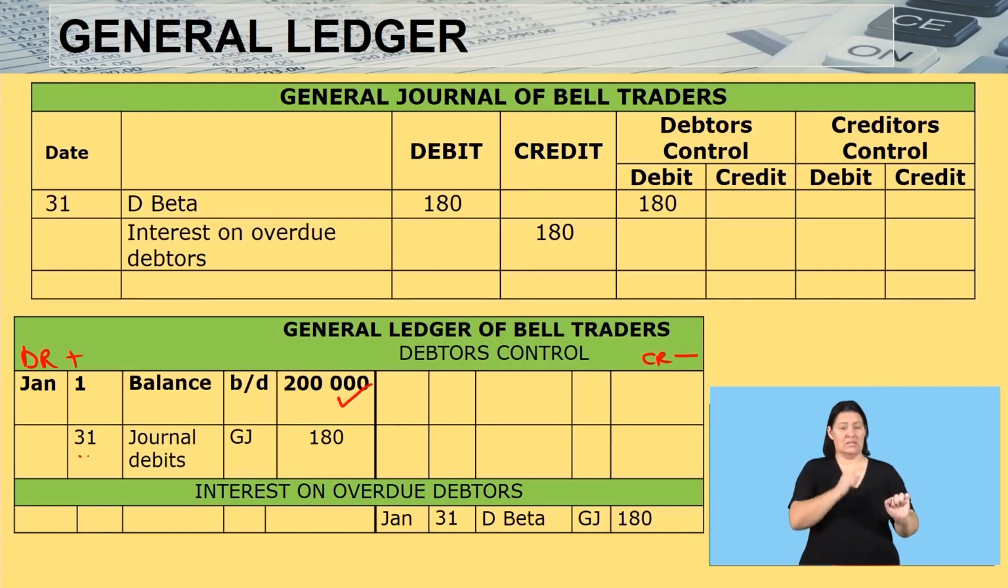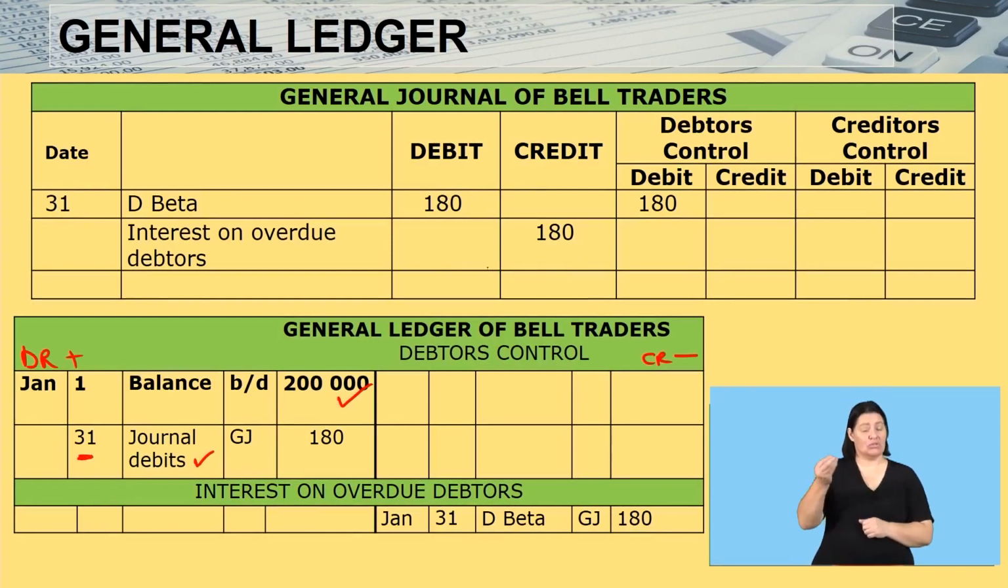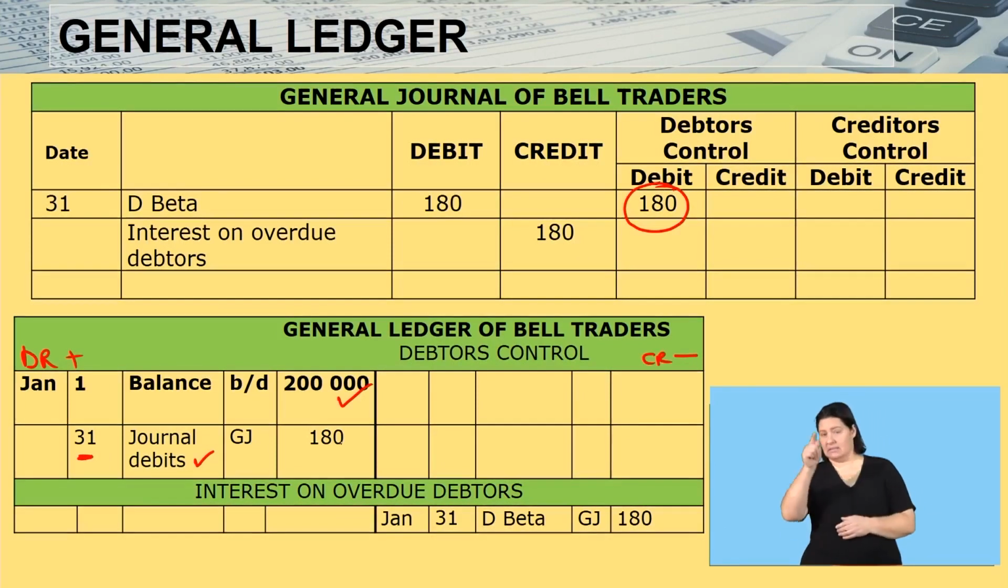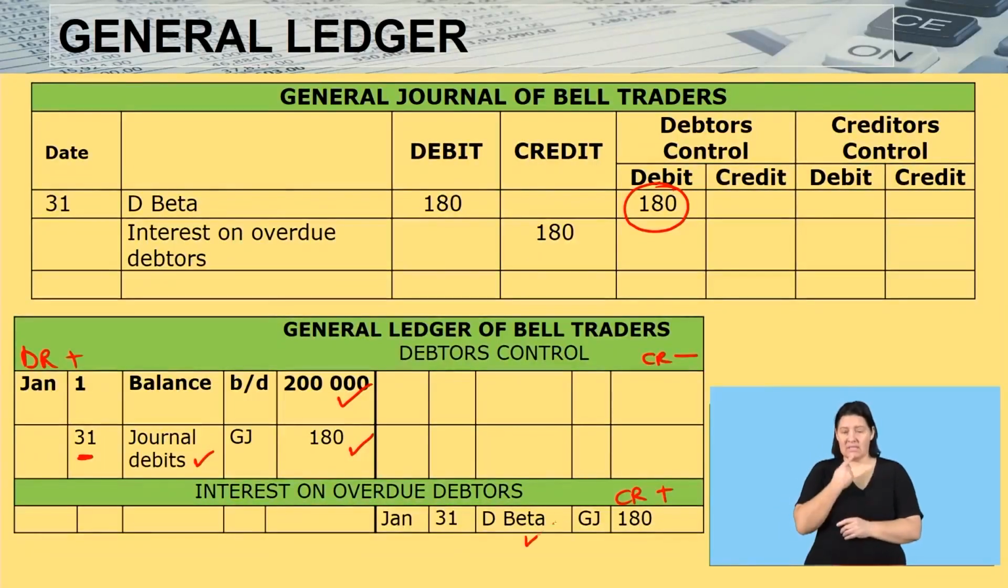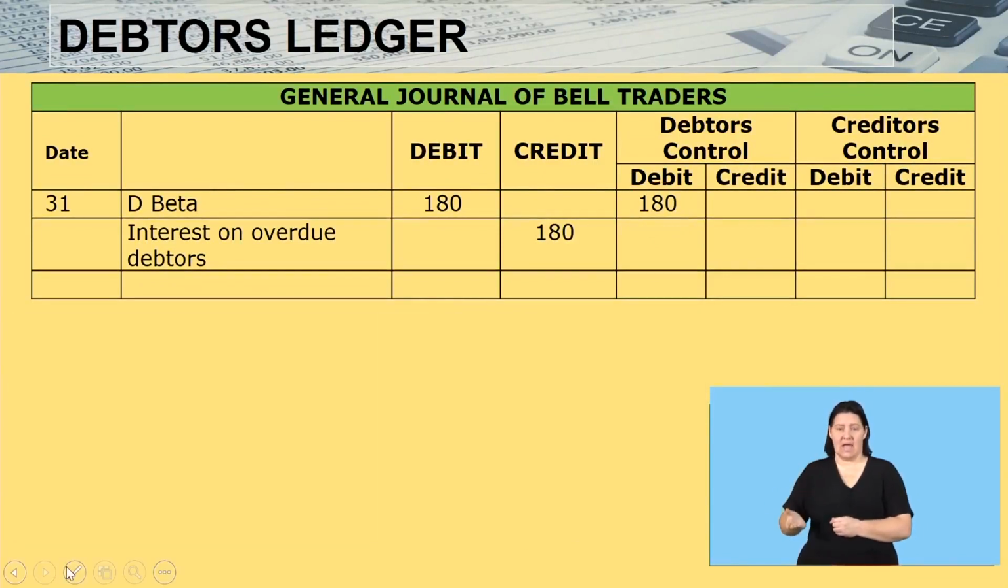So you find here I have 31, which is the date, general debits, because my interest is on the debit side. There it is. So I'll come and put it on the debit side plus 180. That means my debtors control has increased because I charged my debtors interest. Now, to complete double entry, I need to record as well in the interest on overdue debtors. Remember, interest income, so it increases on the credit side. So I'll come here and I'll say D Better is from the GJ, then I have 180. We will now go and do the debtors ledger.